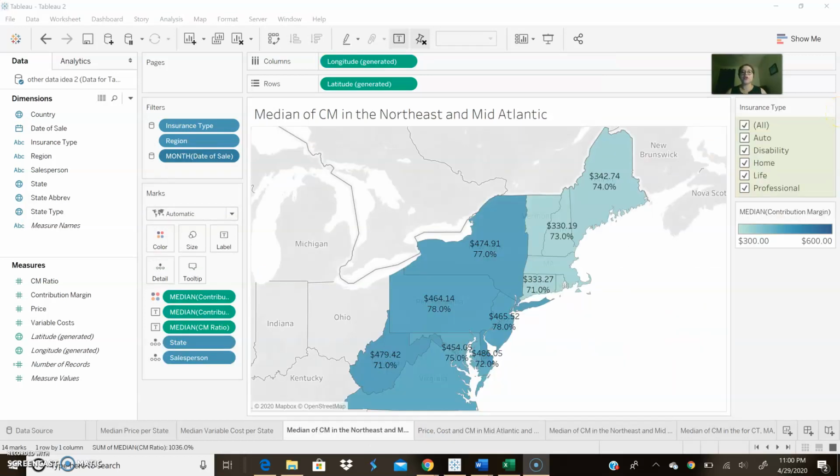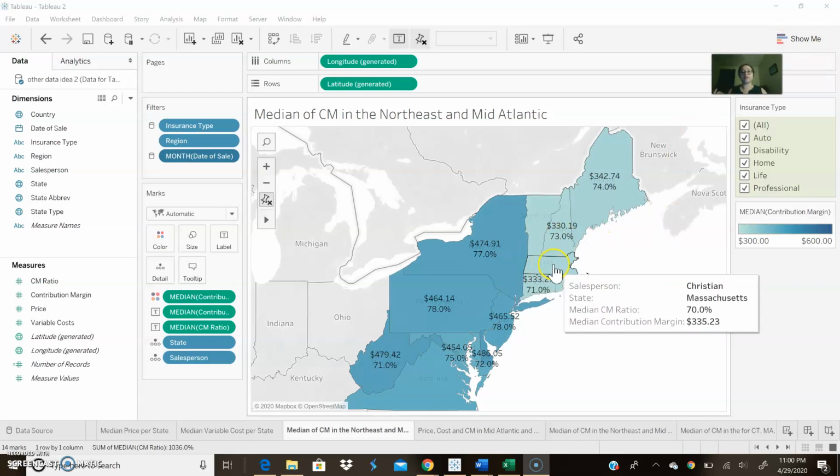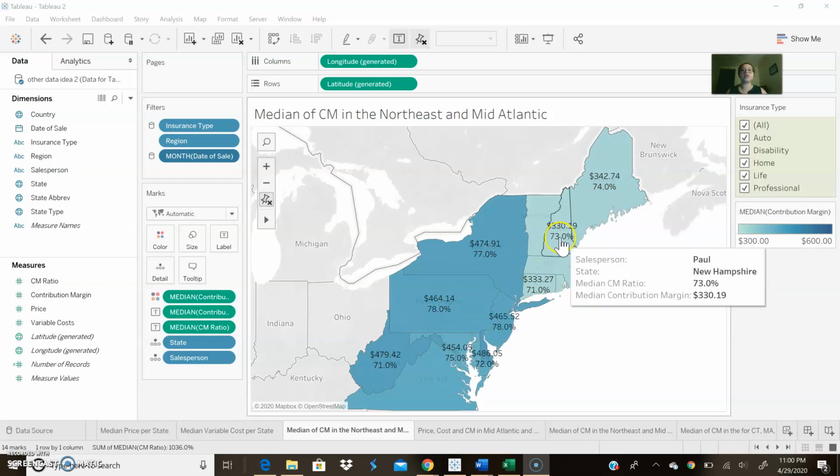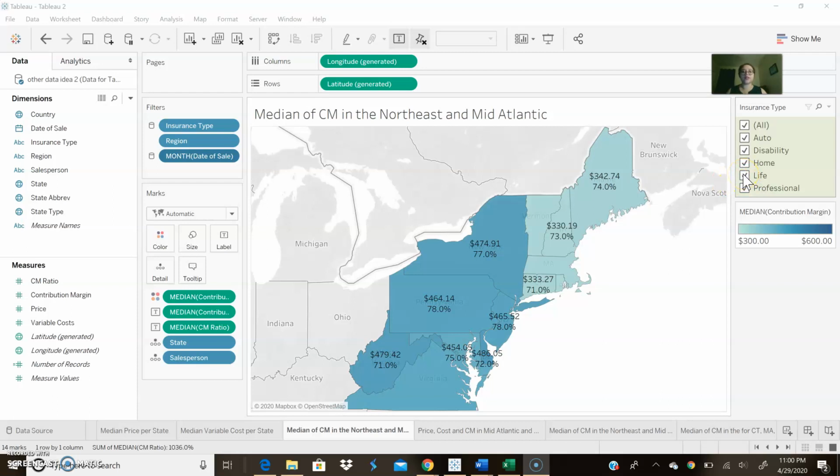Okay, so I went back to the previous sheet to compare the contribution margin and the contribution margin ratio. As we mentioned, our least profitable insurance is the life insurance. So let's see what effect it has on the contribution margin if we just take it away. I am going to click on the life insurance on the filter to deselect it, and boom.